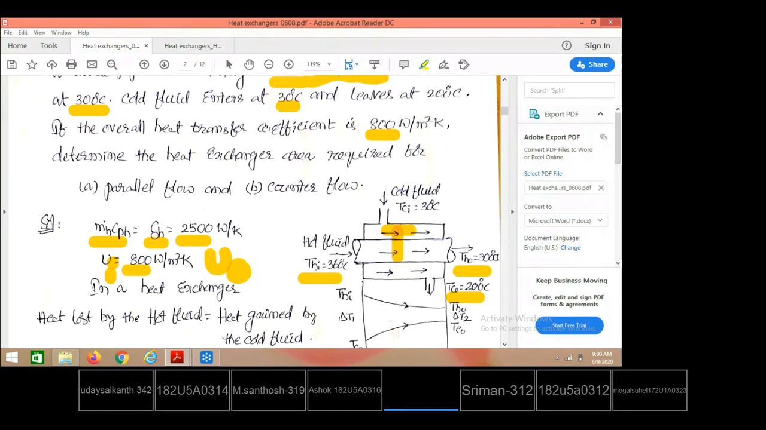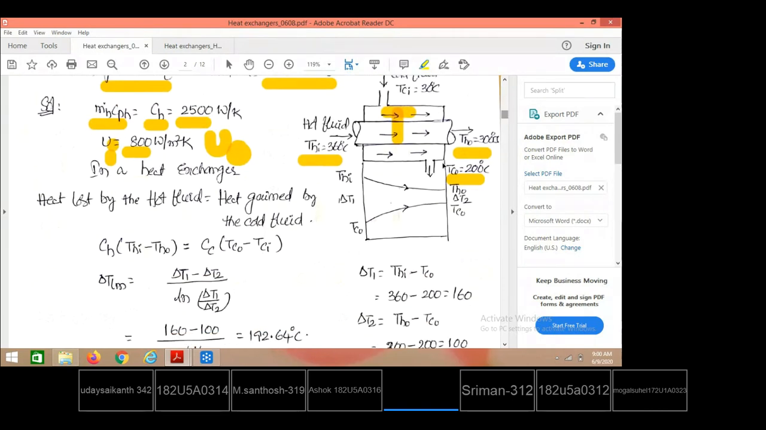What they are asking is, what is the heat exchanger area required? Determine the heat exchanger area while it is functioning as a parallel flow heat exchanger, and in the other case while it is functioning as a counter flow heat exchanger. That is what they have asked. While the heat exchanger is working as a parallel flow heat exchanger, both fluids must enter and travel in the same direction. So the hot fluid is entering from left side to right side, and the cold fluid is also entering from the left side and leaving from the right side, like this.